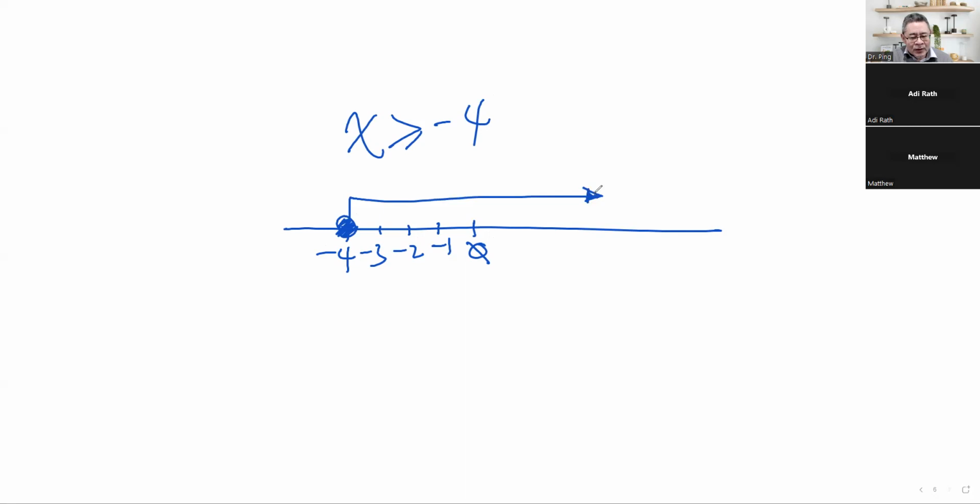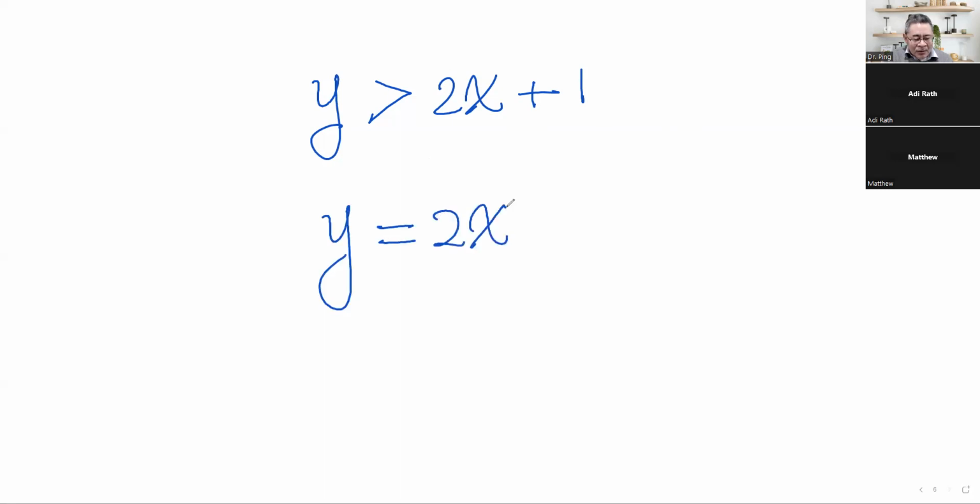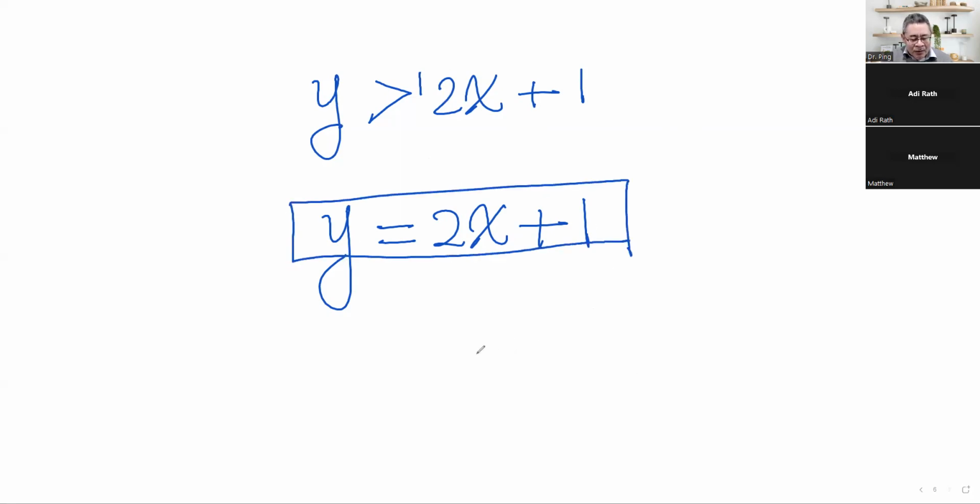That's pretty straightforward. Now we're going to look at something more interesting. We have something like y is greater than 2x plus 1. So what do we mean by that? This means that if we have a line like this, the solution is everything bigger than this line here.